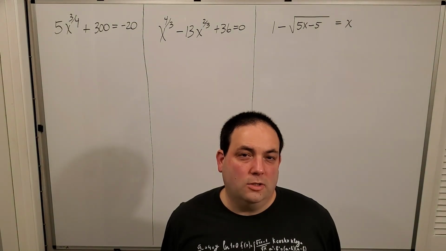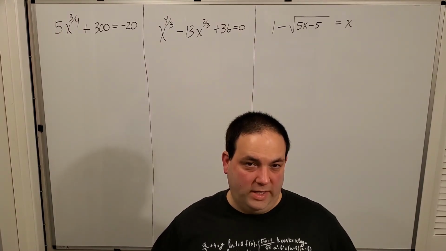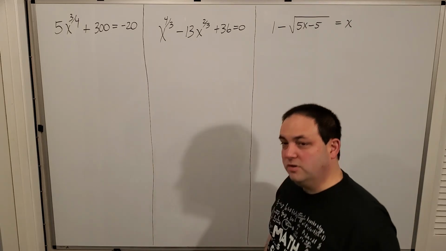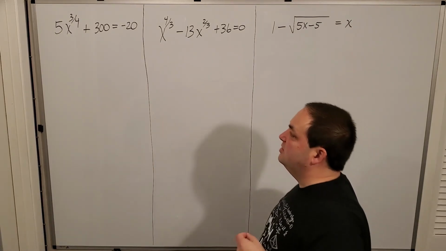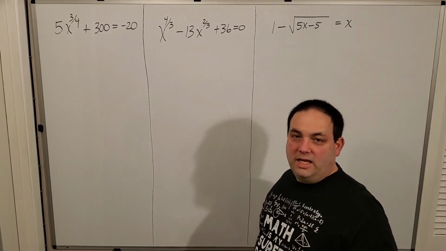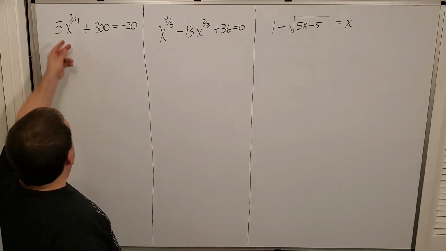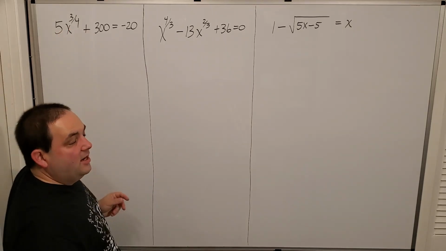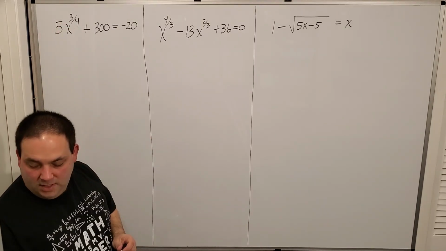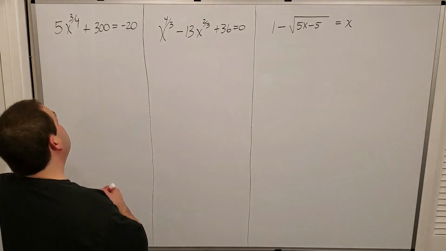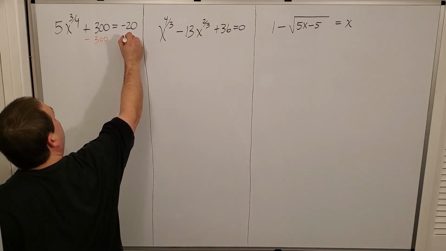Next, let's take a look at radical and fraction exponent types of equations. These are the ones that I've put on tests before here. We have 5x to the 3/4 plus 300 equals negative 20. So then the way I would start this, of course, I only see a single x. As I call it, I just start unwrapping the present by pulling at each piece. I'll begin by subtracting 300. Minus 300 from both sides.